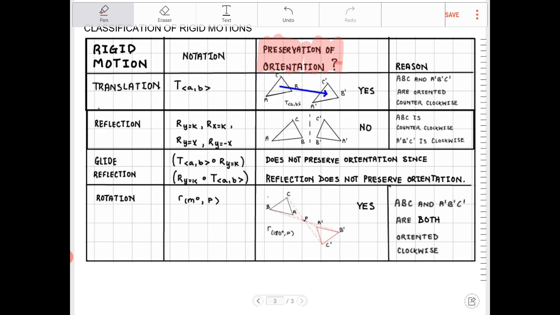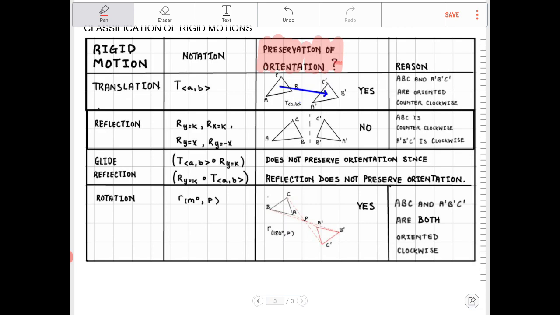If you look at a reflection, on the other hand, on the left is ABC, on the right is also ABC, but it's going in the other direction. It's A prime, B prime, C prime, going clockwise. So the orientation is not preserved under a reflection. Since glide reflection is a combination of reflection and translation, of course the orientation will not be preserved there.